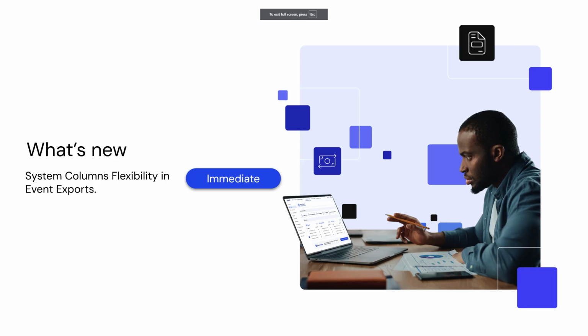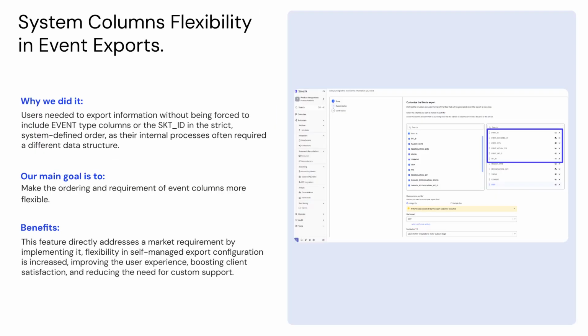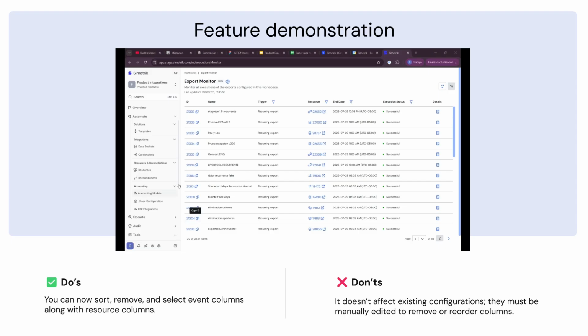Starting with the August release, it will be possible to fully customize the columns that appear in the export output file. This means that the old columns we always set by default, which always had the event prefix, can now be removed and reordered among the other columns in the output file. We're making this change mainly because we know that several of our clients have automations that rely on this type of information and expect to receive it in a specific structure.